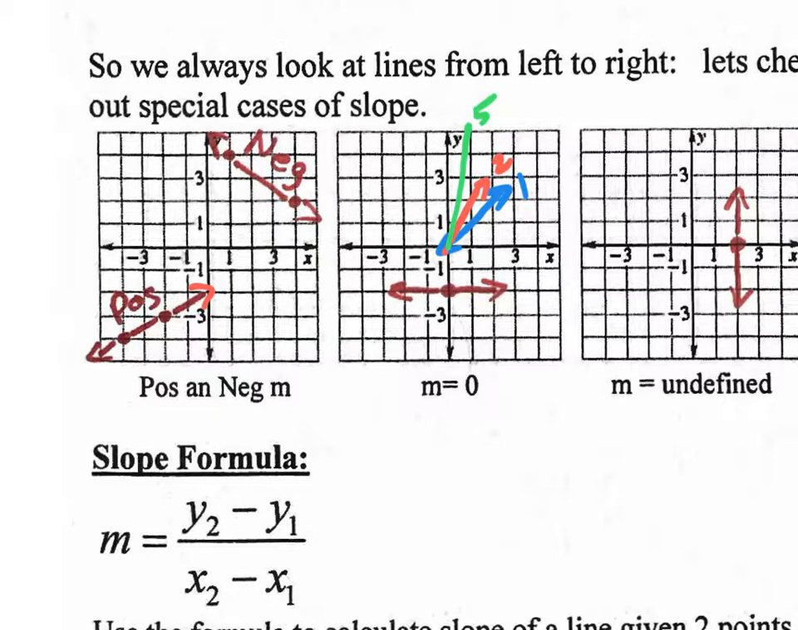Could you guys imagine going up 100 and over 1? That'd be really steep, right? So steep that to your eye it would look like it's vertical. But the idea is this: you could keep getting steeper and steeper and steeper, and as you approach infinity, it's going to be perfectly straight up and down.